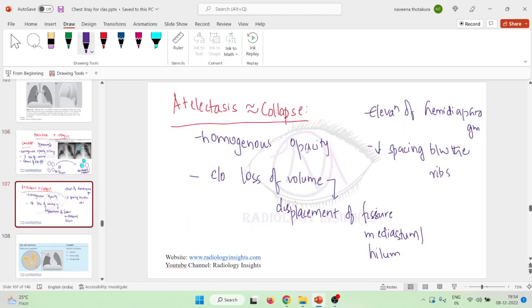But in atelectasis, this is also homogeneous opacity, but here you will see that there is loss of volume. Why is there loss of volume? Because here there is no air in the lungs. This is one important reason. There is no air, not in the complete lung, but at least in a segment of lung. That is the reason for atelectasis, that is collapse. Here, because of the loss of volume, there is displacement of fissure or mediastinum or hilum. There can be elevation of the hemidiaphragm or decreased spacing between the ribs.